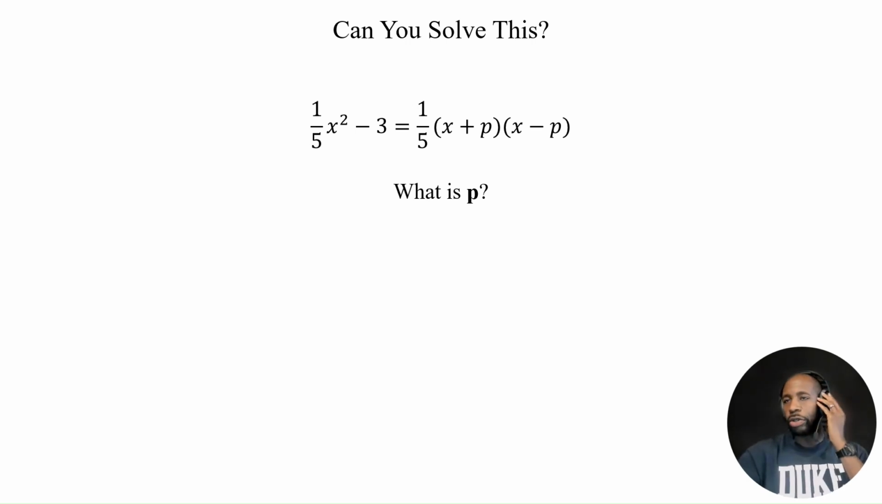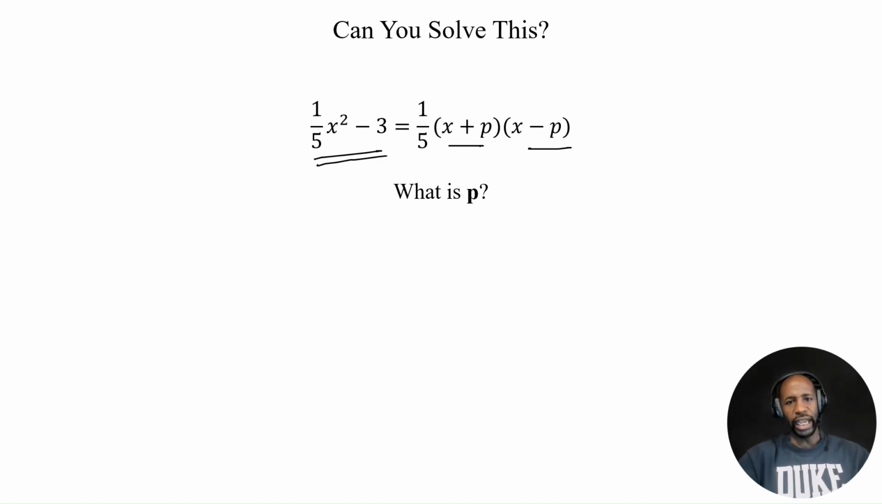Sean of Math Swap Tutoring here with another math challenge that reads as follows. 1/5 (x squared minus 3) is equal to 1/5 times (x plus p)(x minus p). What is p? In other words, we need to figure out how to change this around so that we can factor a polynomial here.